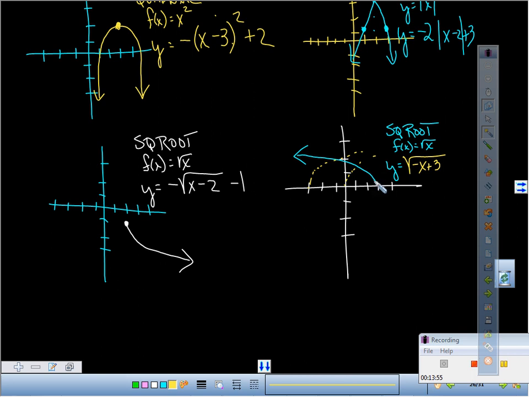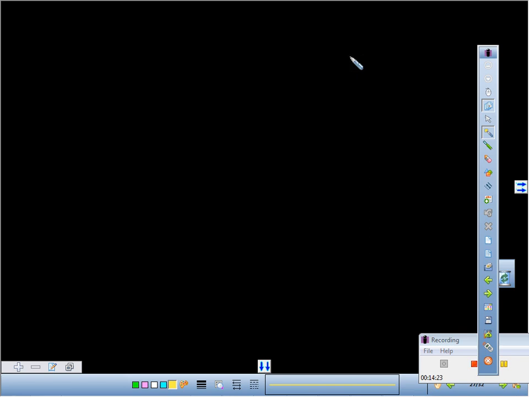All right? Now, listen, here's what I want to say. Kids are going to look at that and say the translation is 3 to the right. Is that true? No. The translation is 3 to the left. And then it has a reflection, which makes it appear to be 3 to the right. Does everybody understand? Okay, those are the hardest ones. All right, let's do one more.